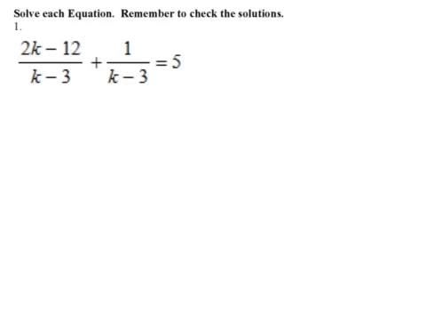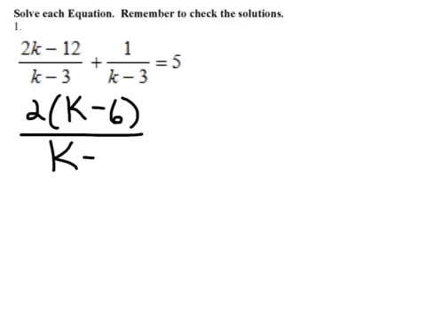Notice in our first example here, we could factor the numerator. However, if we do that, we just end up with a 2 times k minus 6. And that doesn't help us to simplify with the k minus 3 in the denominator. So I choose to leave the rational expressions as is.